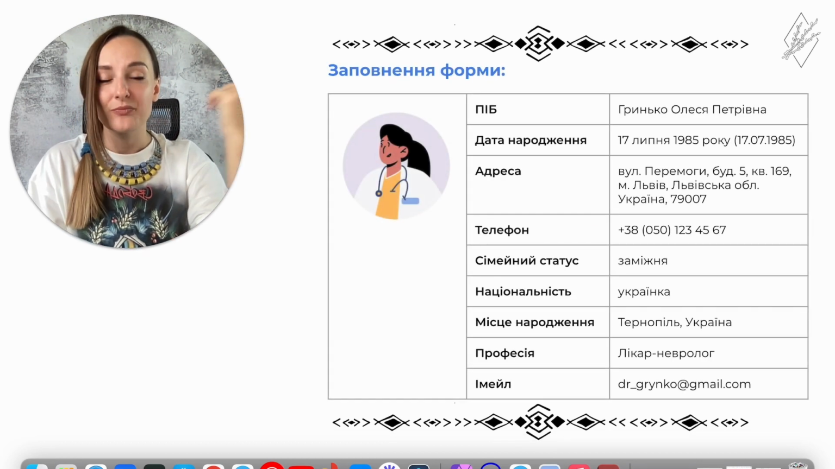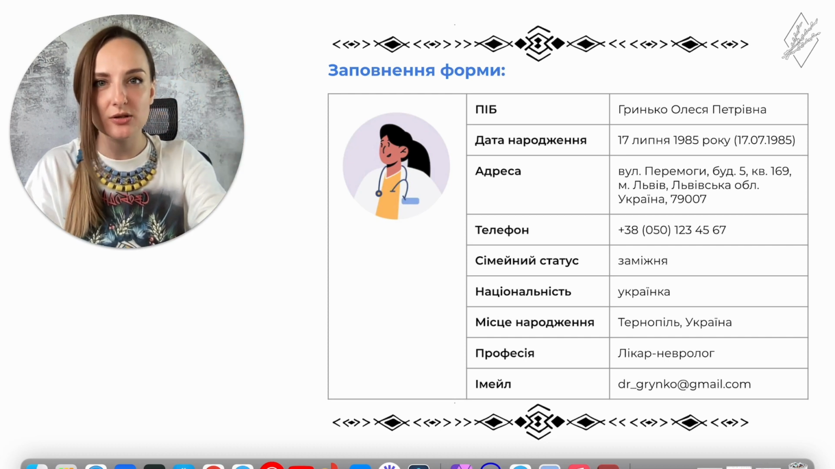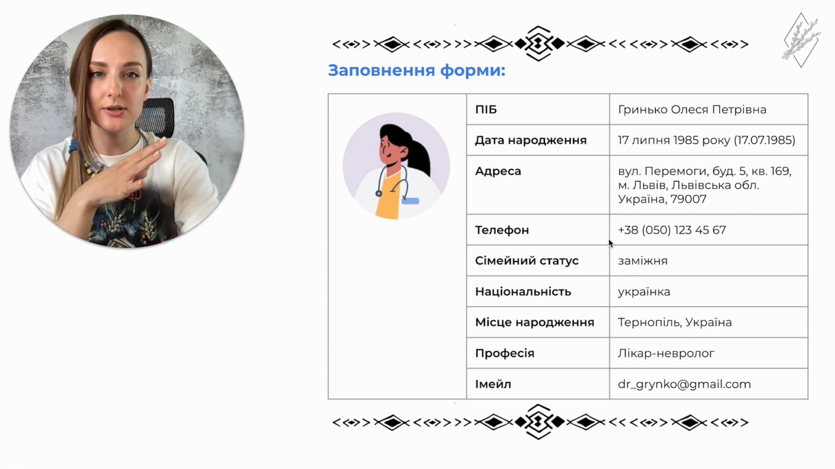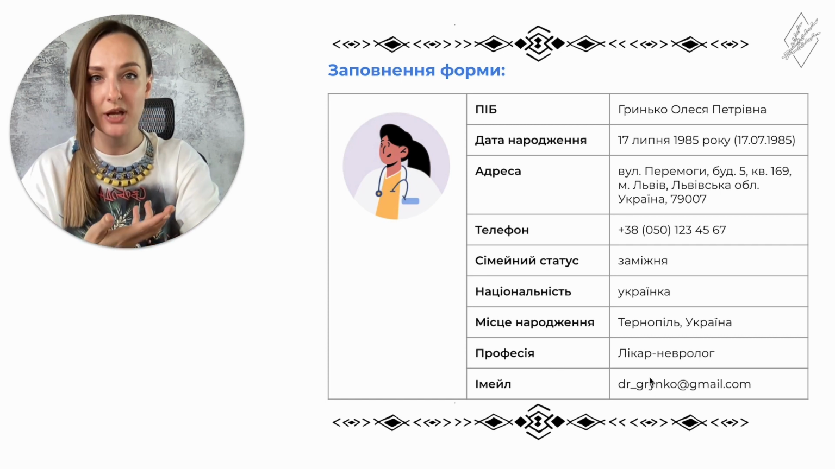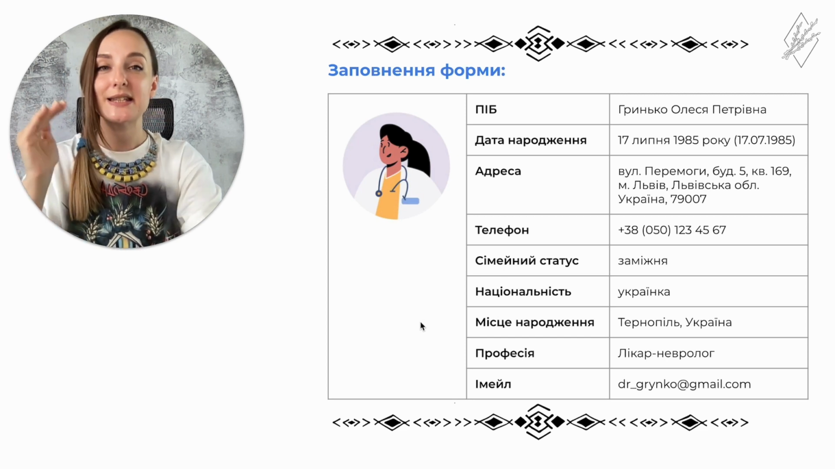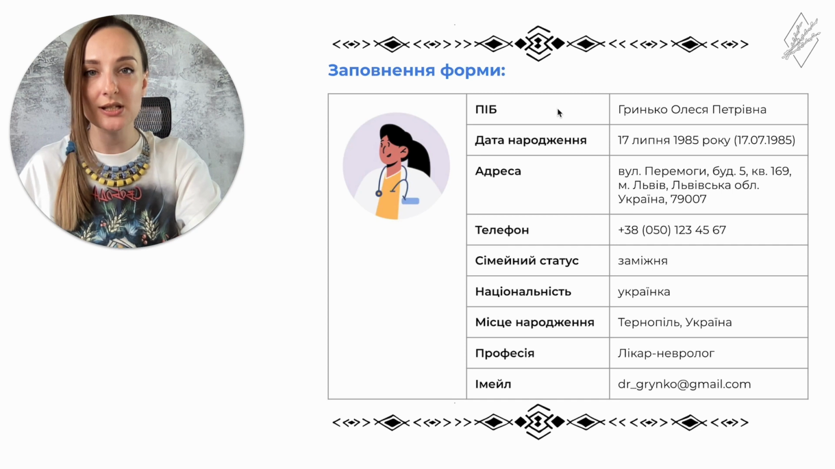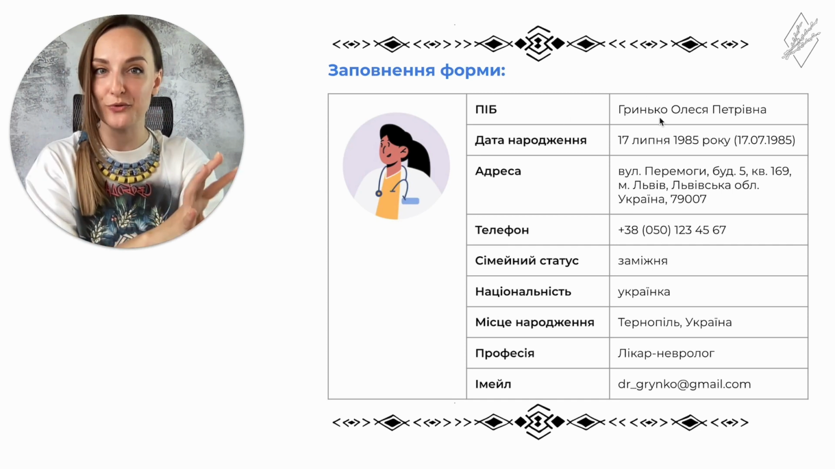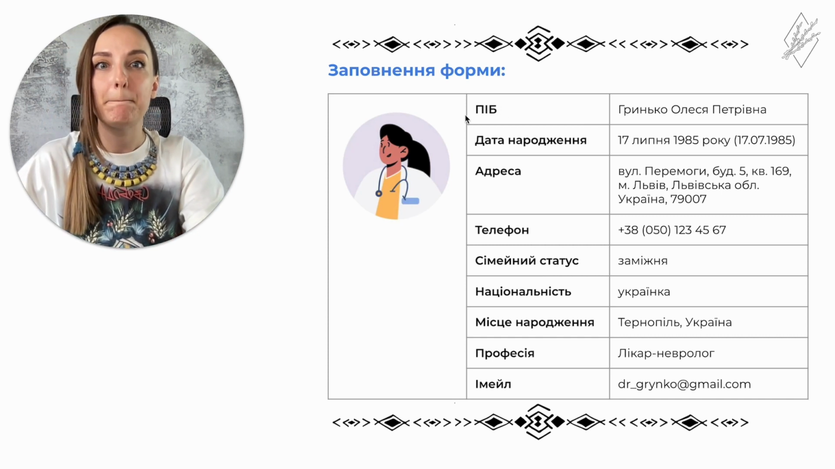Here we have a form that you could meet in different organizations in Ukraine, where you have different questions about you and personal information of our imaginary character. And now we will go through each point to see what it is and how to answer those questions, how to fill those forms. So, the first one here is PIB.